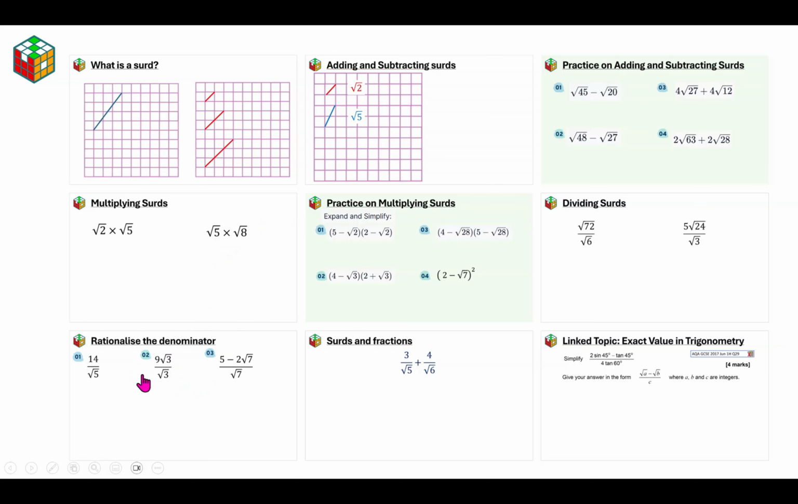And for grade 7 topics will be rationalizing the denominator. And then for a bit more difficult is surds and fractions. And in fact, surd is linked to exact values in trigonometry, which is in paper 1. And if you think that this is what you need, this video is for you.